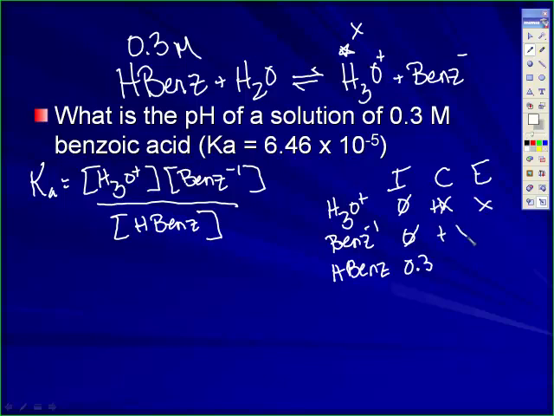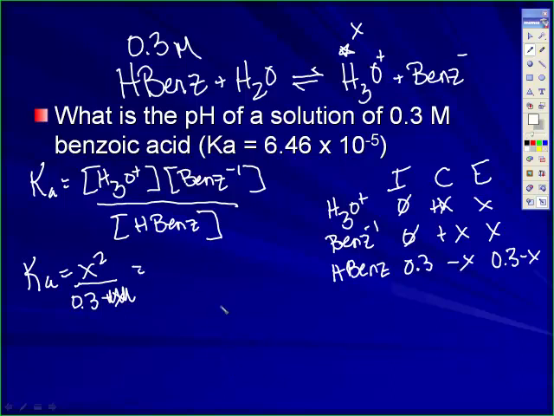So it's going to go up by X. So is benz minus 1. They're both going to be X. H-benz then has to go down by X. It's all 1 to 1. So equilibrium for H-benz is 0.3 minus X. When I plug this in, I'm going to get X squared over 0.3 minus X. For now, we're going to ignore that minus X and then check for the 5% or less ionization at the end. So we're going to set that equal to 6.46 times 10 to the negative fifth and solve for X.